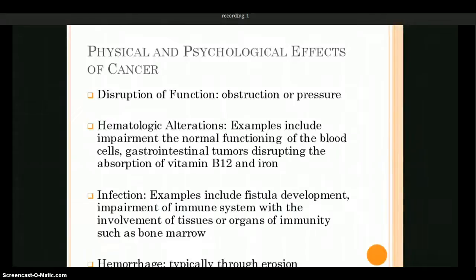Also from that pressure, we can see the development of fistulas. We see impairment of the immune system. Whenever we have the impairment of the immune system, we have such an increased risk for infection as well. We can see depression of the bone marrow. Okay. We can also see hemorrhages, and this is typically through erosion whenever that tumor actually eats through the wall of the blood vessel.